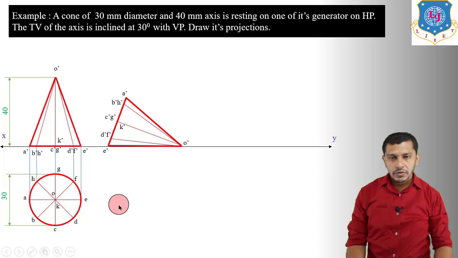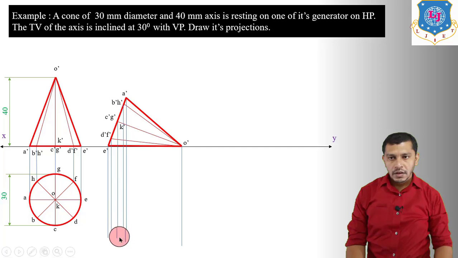Now we have to draw the top view, and if we want to draw the top view, first of all we have to take the projections of all the points vertically downwards, and then after we will draw the locus from the top view in the first stage. So first of all draw the projectors from these points.